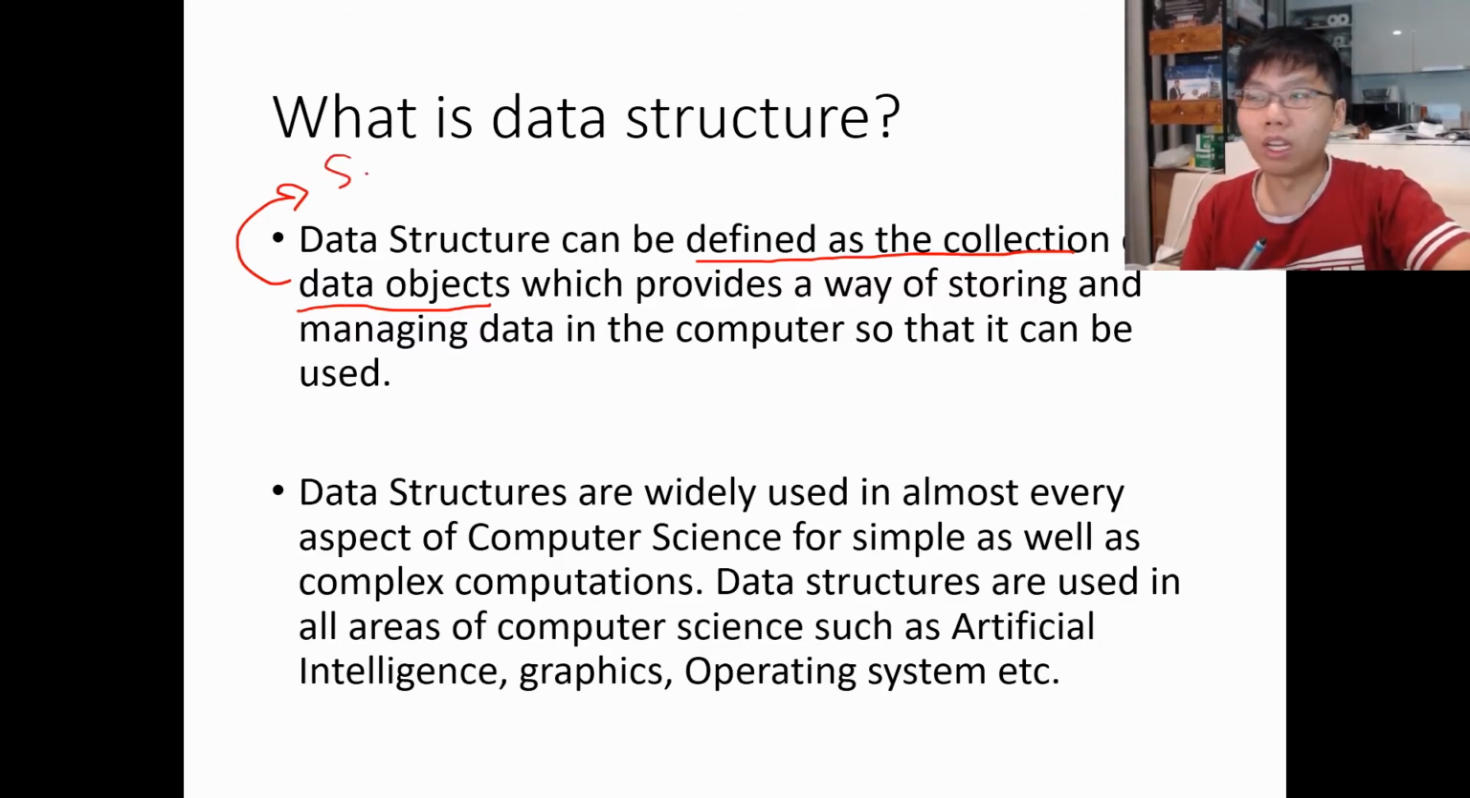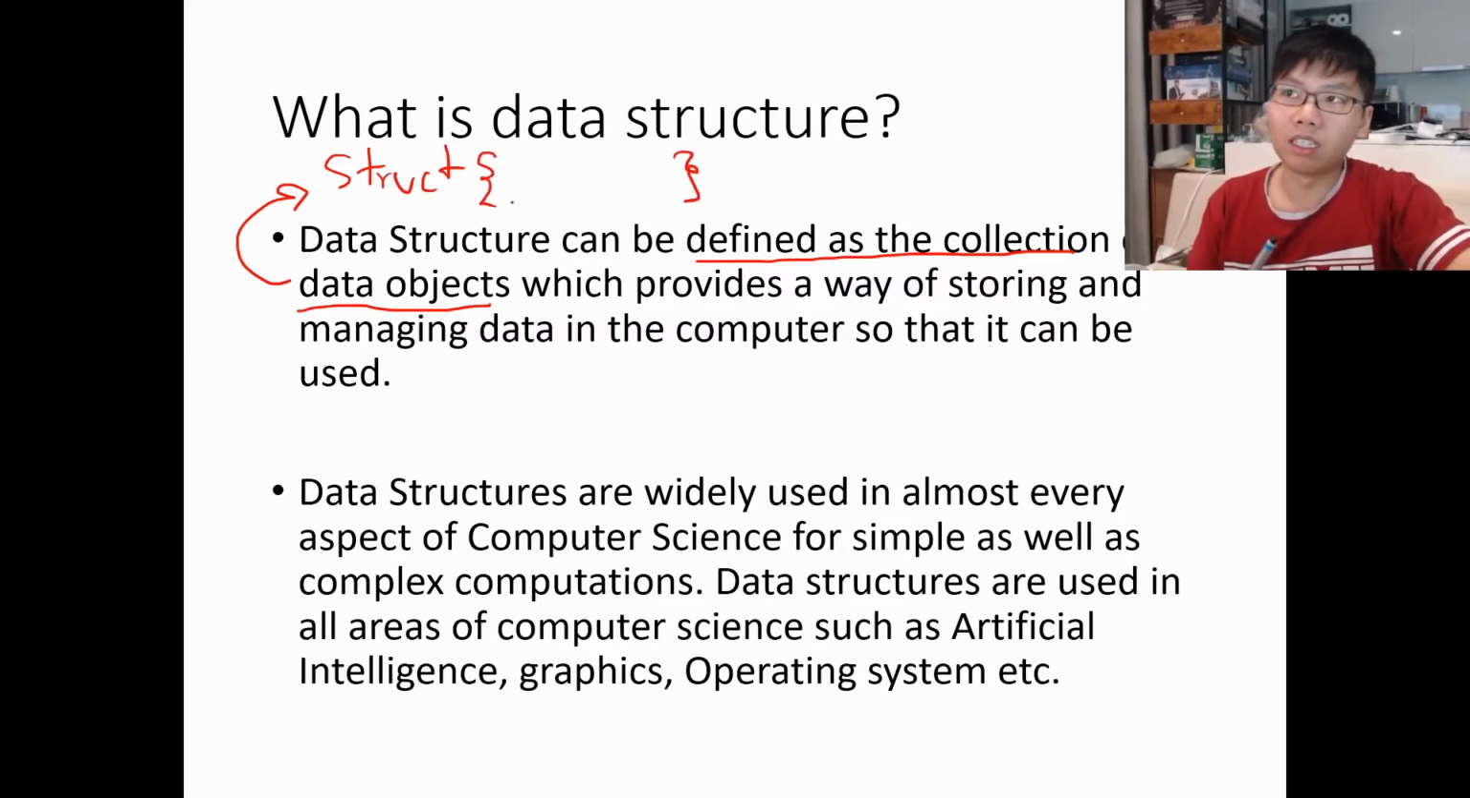Mostly in C that you have learned, or even in Python, it's going to be created in terms of struct, right? And under the struct itself, it can have integer, string, and any other type of data that you design for a specific type of function. Okay, so basically, it's created for storing and managing the data that you're going to use.